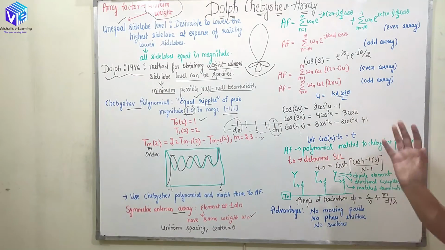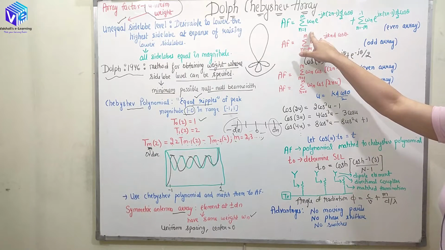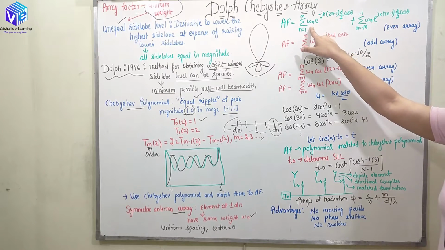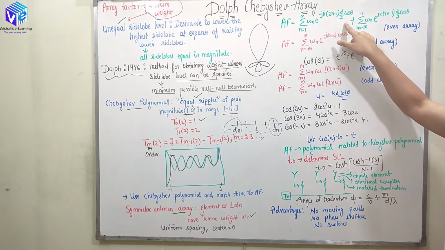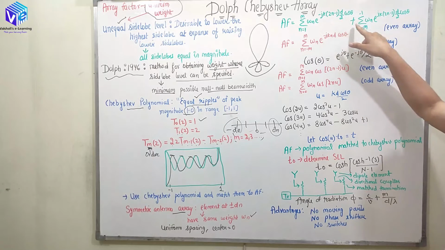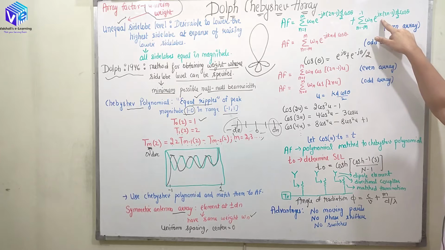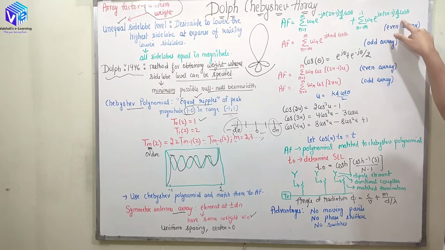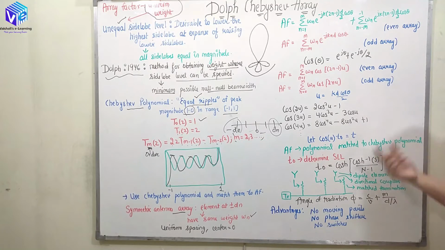For the odd array and for the even array, we know the array factor is represented by summation n is equal to 1 to M, Wn, where Wn is the weight, e raised to power minus jk (2n minus 1) d by 2 cos theta. D is the distance between the two elements, n is the number of elements, plus summation n is equal to minus M to 1, Wn e raised to power minus jk (2n minus 1) d by 2 cos of theta. So this is the array factor representation for even array.